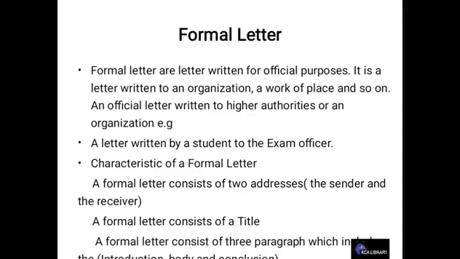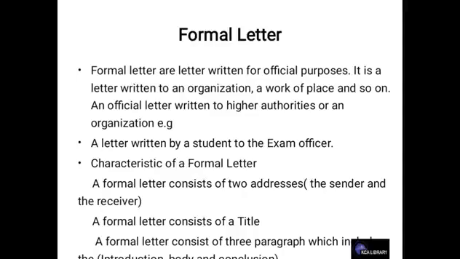Formal letters are letters written for official purposes. It is a letter written to an organization, a workplace, and so on. An official letter written to higher authorities or a higher organization. For example, a letter written by a student to the exam officer. So we'll be looking at the characteristics of a formal letter.